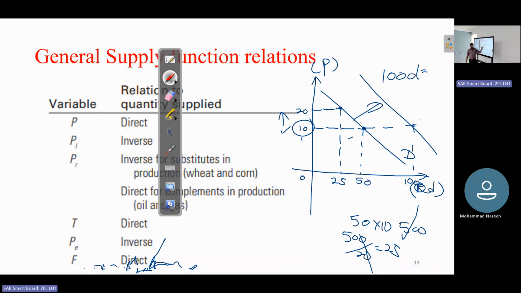When the price is 10 rupees, he is consuming 50 units due to the taste. Then assume the consumer's taste also increases. When the consumer's taste increases, what will happen to the price? What happens to the price? When the taste increases, what happens now?